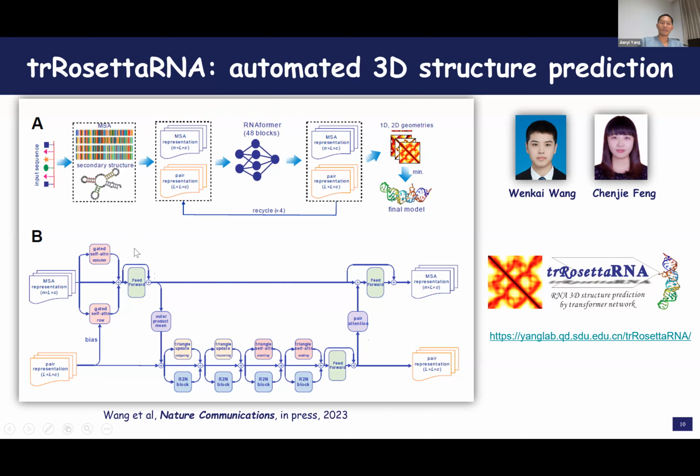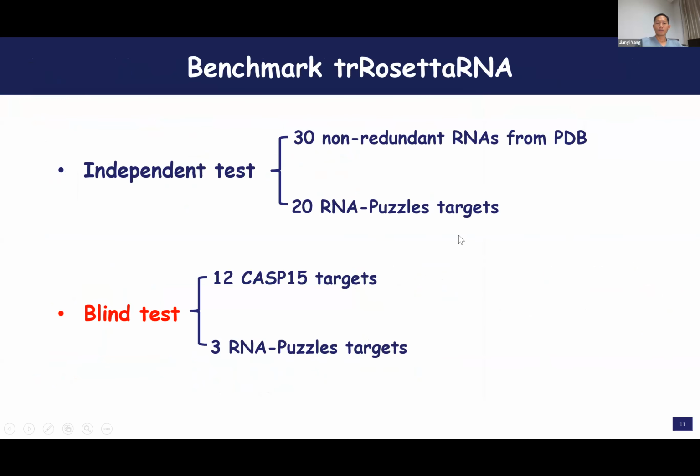So I'll just make this brief introduction about our method. And also we developed this web server in our lab website. So you can download everything here, the source code and the training and the test data, everything there. And also you can submit the RNA sequence to this server and you will get the results shortly. So this is the method of trRosettaRNA.